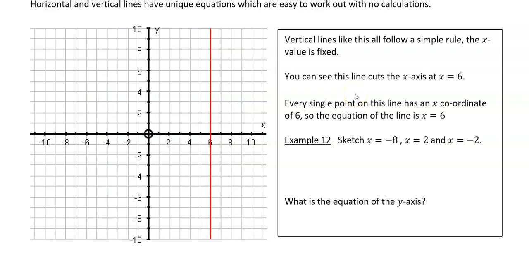So vertical lines like this all follow a simple rule. The x value is fixed. You can see this line cuts the x-axis at x equals 6. So every single point in this line has an x-coordinate of 6. So the equation of your line is x is equal to 6. Now, just label that. Make sure you've got that labeled on your graph. x is equal to 6.